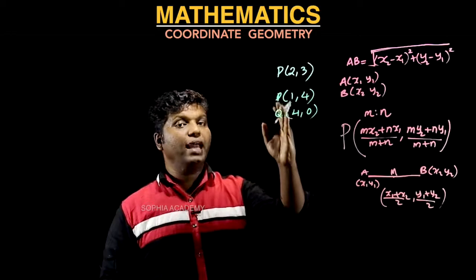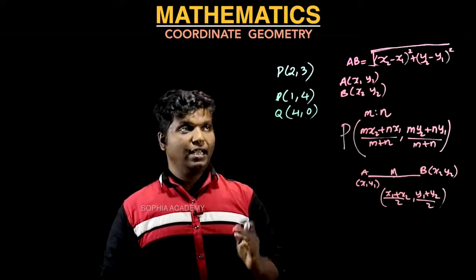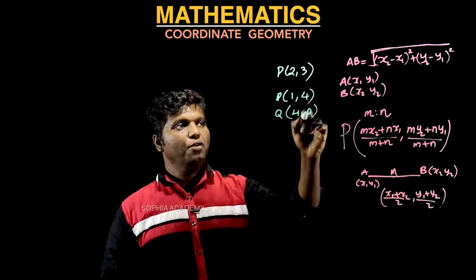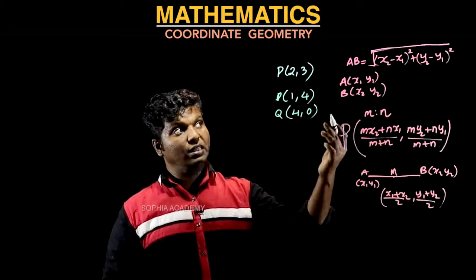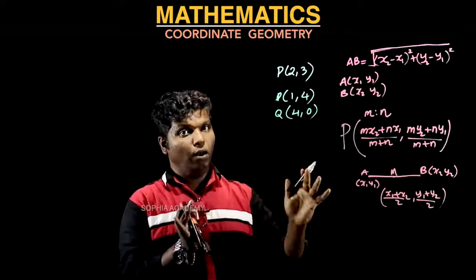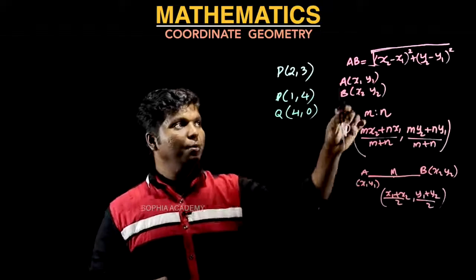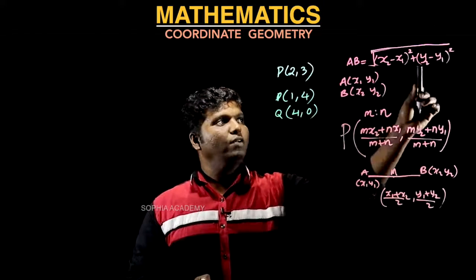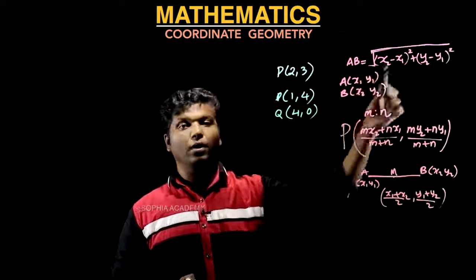That means find the difference of the x coordinates. The x coordinate is the first one. Find the difference of the x coordinates and take the square. Find the difference of the y coordinates, take the square, and take the root of the whole after adding them together. Means the difference of the x coordinates squared, here also the square of the difference of the y coordinates. Then finally you have to take the root.